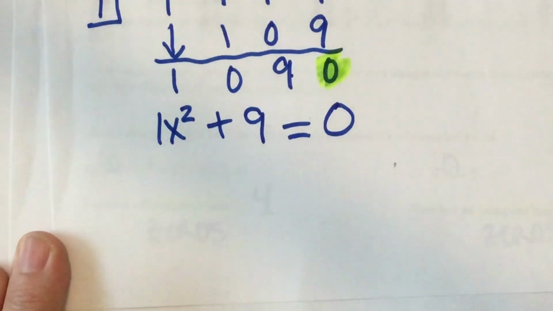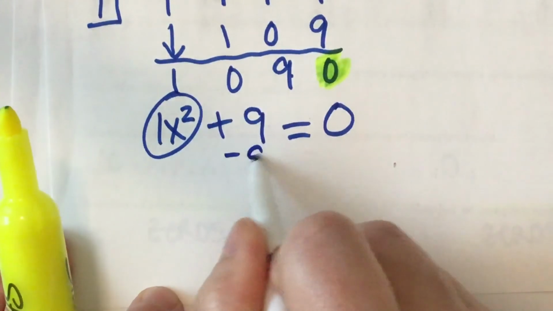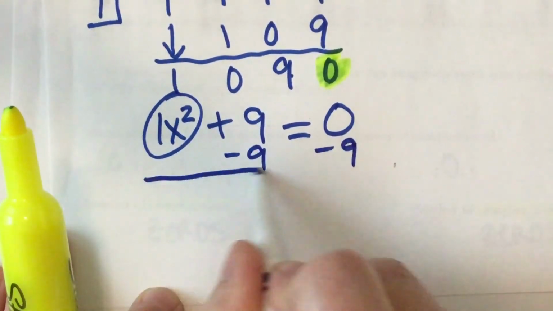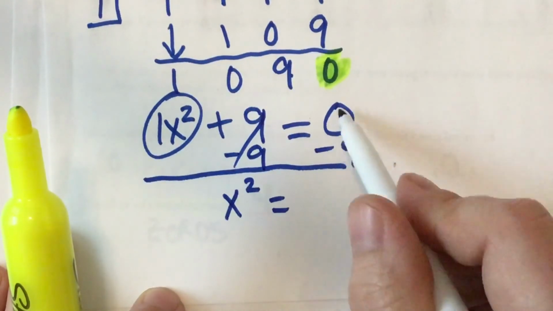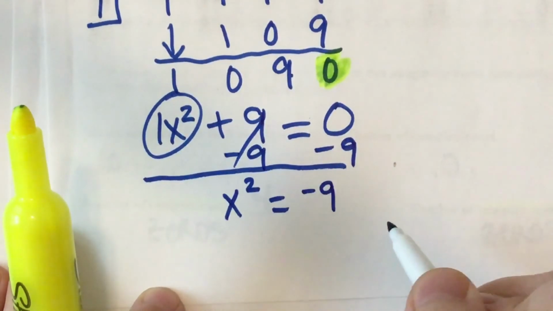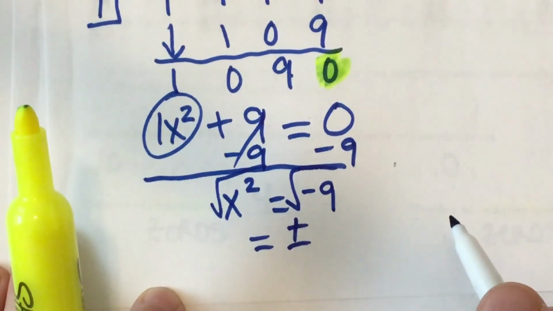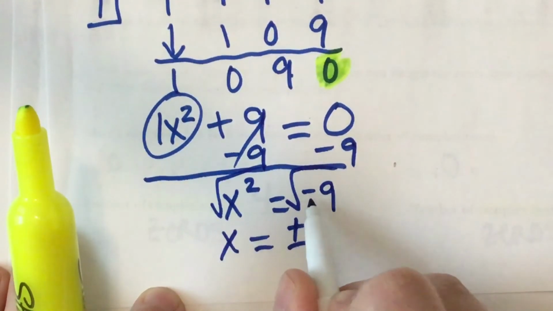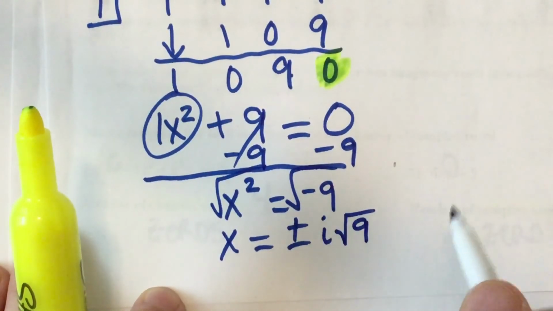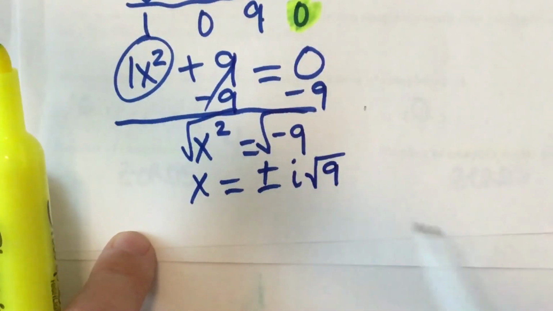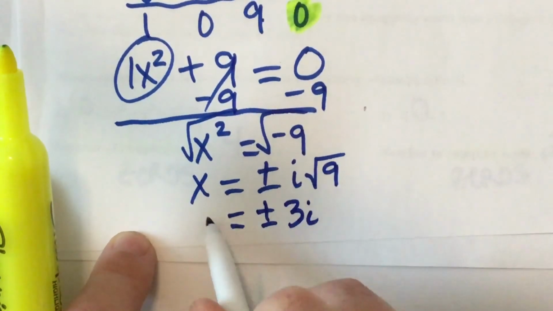So the goal is to get this x squared by itself and square root. So to get rid of the addition of 9, we're going to subtract it. The x squared comes down. 0 minus 9 is negative 9. I'm going to square root both sides. Slap down that plus or minus. And then who takes the negative out? i. You're left with a positive square root of 9. And then what's the square root of 9? 3. So it's plus or minus 3i.